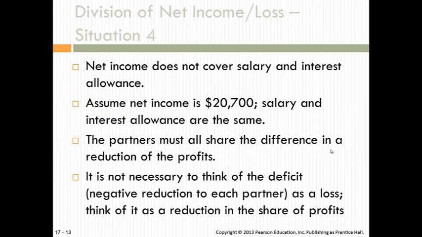The final scenario discussed in your textbook is the case in which there's not enough net income to cover all the salary and interest allowances that have previously been agreed upon. In this example, let's assume we have a net income of $20,700. This will result in not enough income to cover the salary and interest allowances, so each partner takes a reduction in the amount allocated. This reduction isn't a loss, but rather a reduction in the share of profits of the partners.